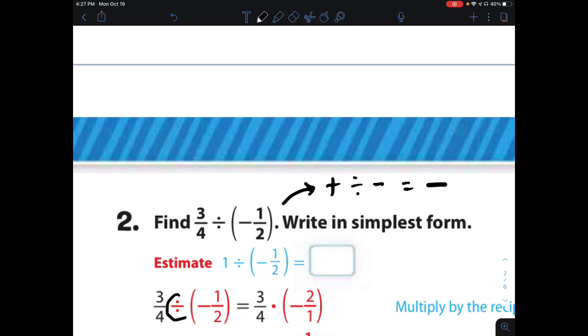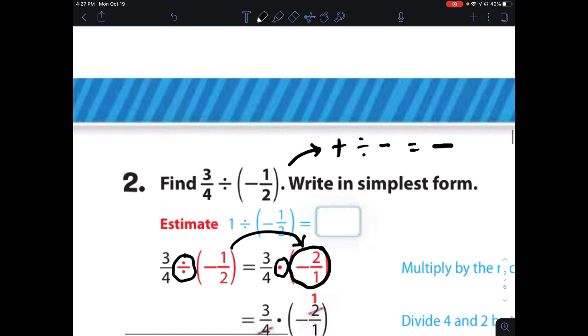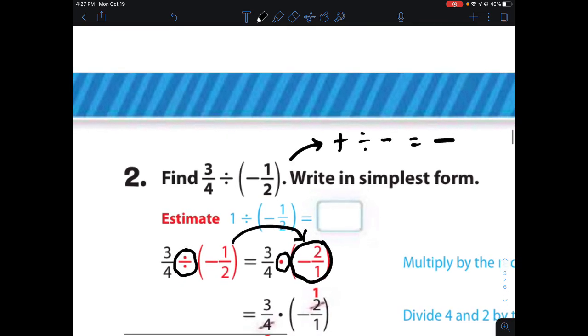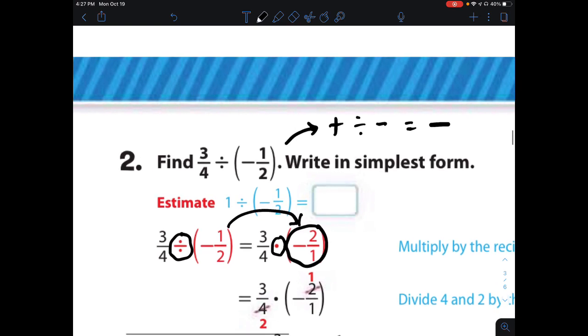Again, we change division into multiplication. We get the reciprocal, or the multiplicative inverse, of -1/2, which is -2 over 1. And then we simply multiply. When we multiply, we can actually cross cancel. The GCF of 4 and 2 is 2. 2 divided by 2 is 1. 4 divided by 2 is 2. And we multiply 3 times 1 and 2 times 1.